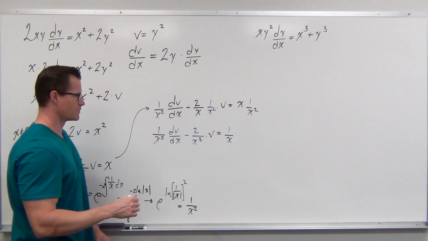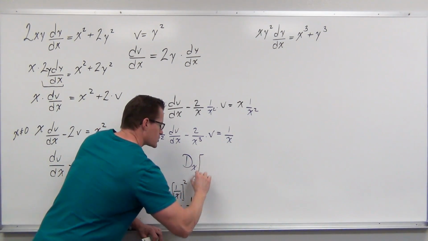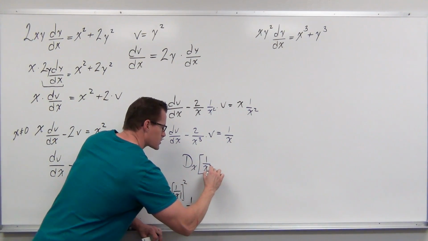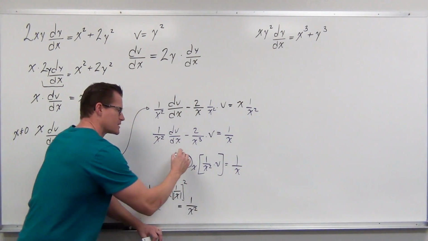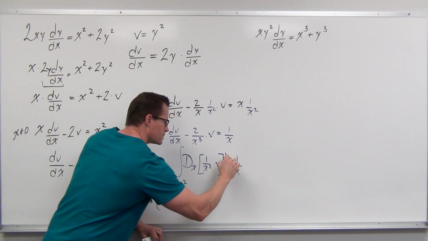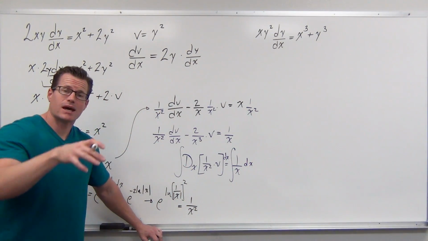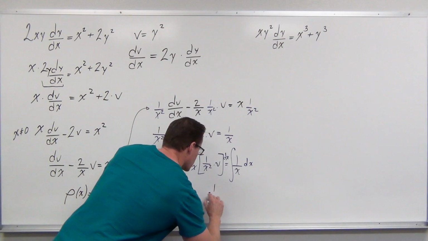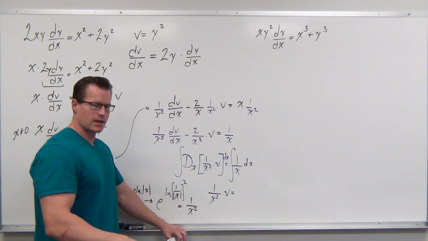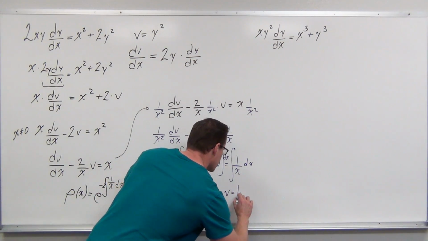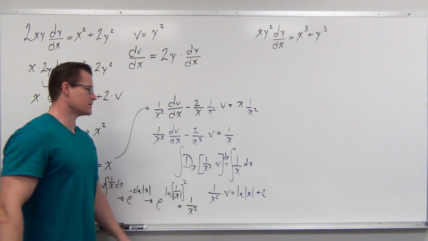It's looking awesome. Now we know with linear that the left-hand side is the result of a product rule of 1 over x squared times v. On the right-hand side, we still have 1 over x. Let's do an integral on both sides with respect to our independent variable x. On the left-hand side, we get 1 over x squared times v. On the right-hand side, we get ln absolute value of x, yes, we need it, plus c.